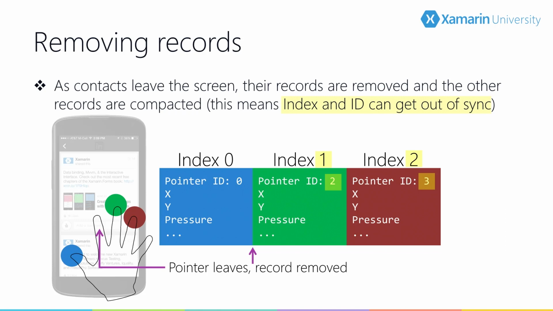Notice how the record for a finger may not stay at the same index throughout its life cycle. This is completely normal and expected. The index and the pointer ID might start out the same since they're both typically assigned starting at 0. However, they often get out of sync as fingers contact and leave the screen.